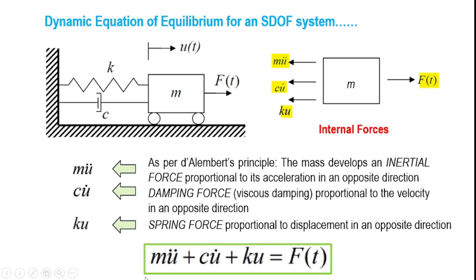Remember, this equation has all the terms, that is, the displacement u associated with the spring force, velocity u dot associated with the damper, and u double dot associated with the inertial force. So we have the inertial force plus damping force plus spring force equal to F(t).